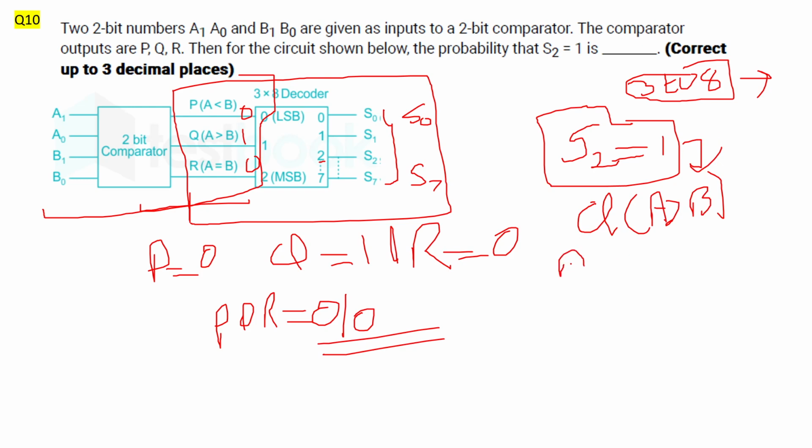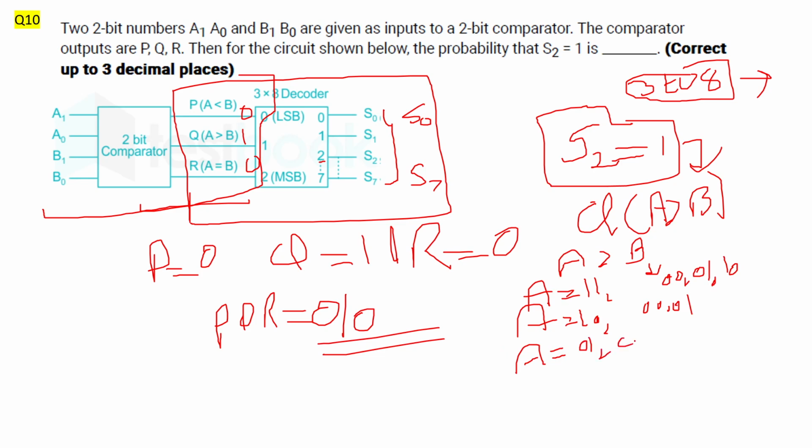So when will A be greater than B? When A is equal to 1, 1 and B is equal to 0, 0, 0, 1, 1, 0; and A is equal to 1, 0 and B is equal to 0, 0, 0, 1; when A is equal to 0, 1 and B is equal to 0, 0. So there are 6 possible cases for A and B for which Q will be equal to 1, which ultimately will have S2 equal to 1.